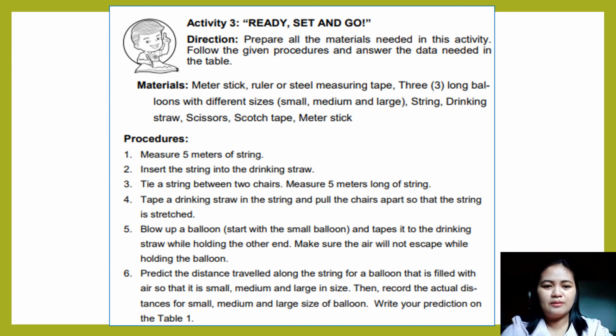Okay, sabi niya, measure 5 meters of string. Insert the string into the drinking straw. O, yung sinabi ko, ilusot nyo na yung straw dun sa tali. And then, kapag nandun na yung straw, itali nyo na siya na parang sampayan. Kahit ano pa dyan, dalawang upuan, or kahit saan dyan, basta itali nyo siya na parang sampayan.